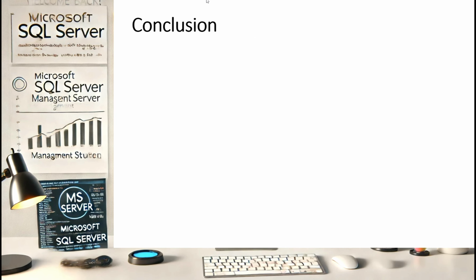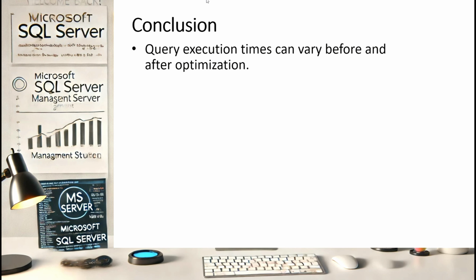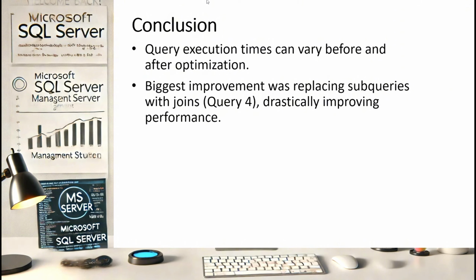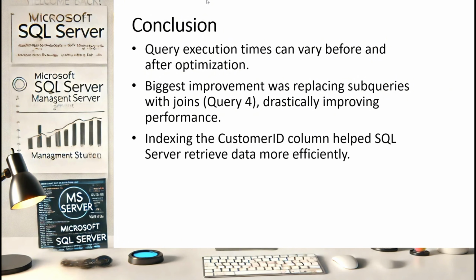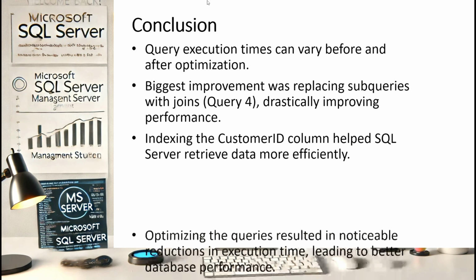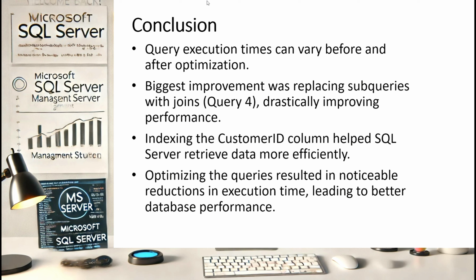Conclusion. In this demo, we saw how query execution times can vary before and after applying optimization techniques. The biggest improvement was seen by replacing subqueries with joins, as seen in Query 4. This drastically improved performance by reducing execution time. Indexing the customer ID column helped SQL Server optimize the retrieval of data more efficiently. The optimization resulted in noticeable reductions in query execution time, leading to better performance for the database queries.